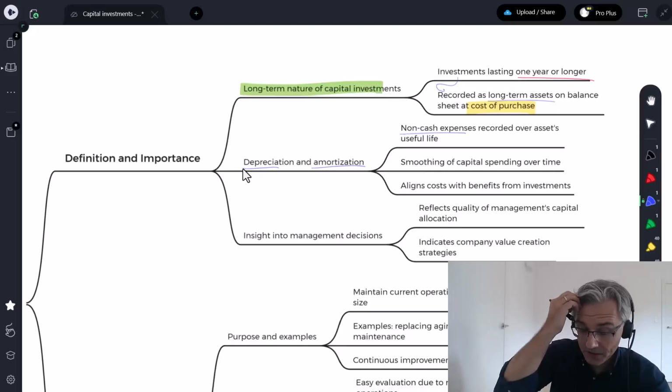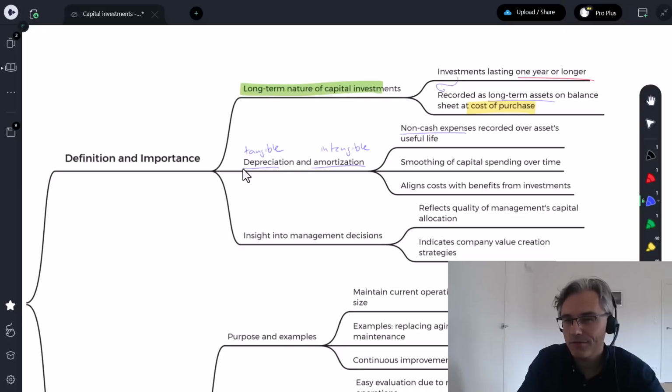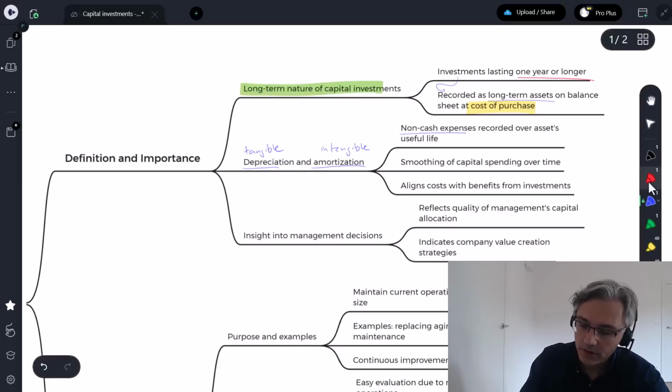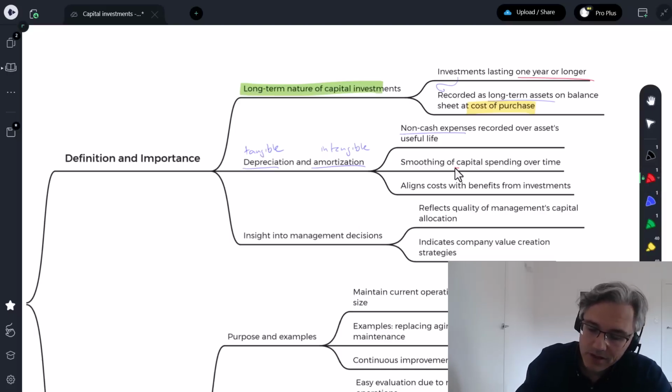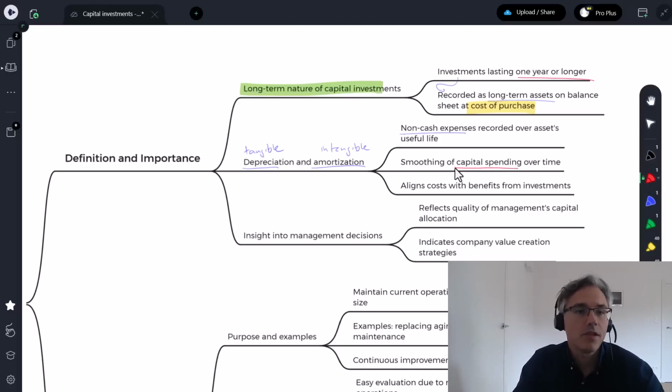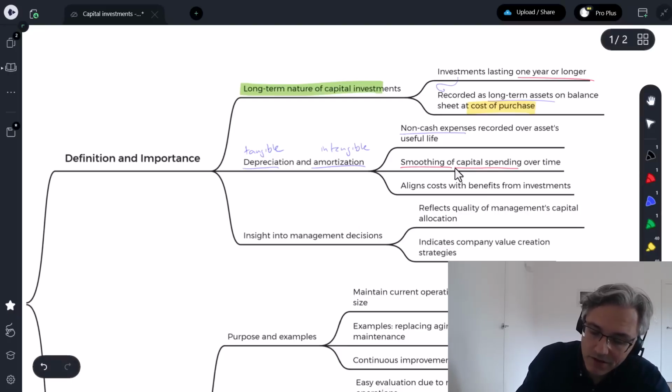You will appreciate that depreciation is the term we use when discussing tangible assets. Amortization is what we use when discussing intangible assets. Nevertheless, this goes to the P&L, the income statement, over the life of the asset as a non-cash expense. This, of course, means that capital spending, at least from an income statement perspective, or the P&L impact of capital expenditure, is smoothed over time and aligned, this is important, it's aligned with the benefits from the investment.